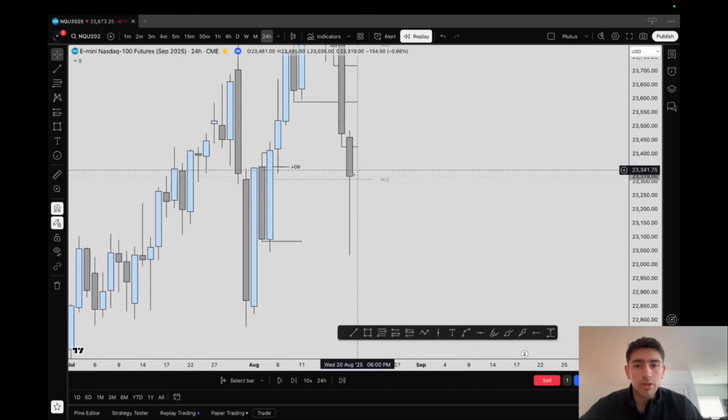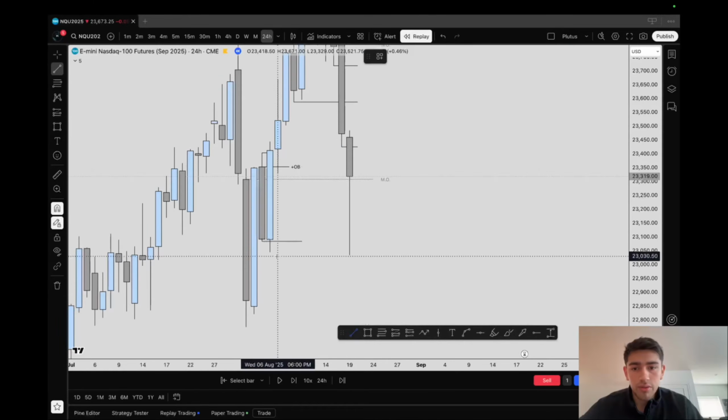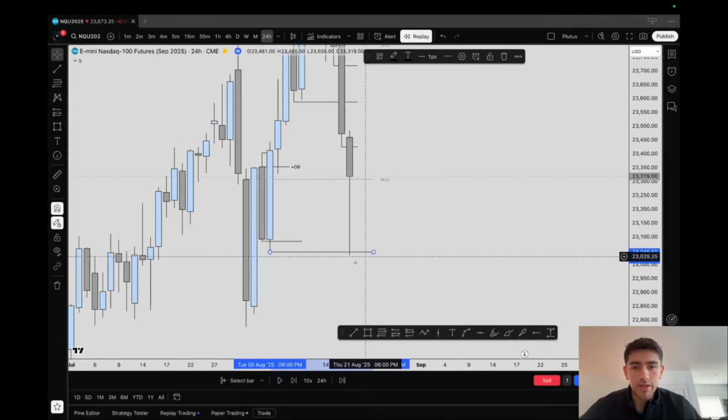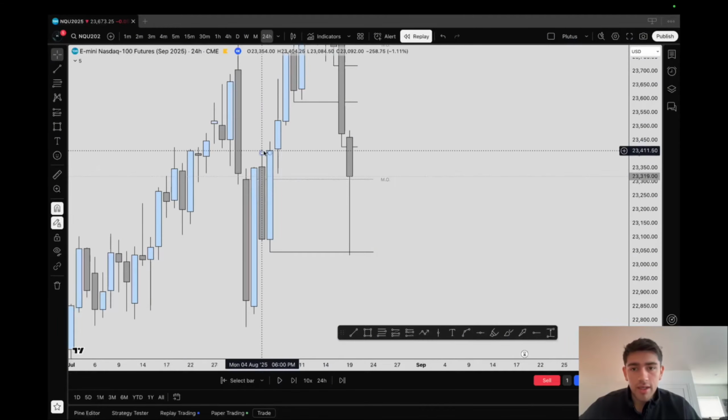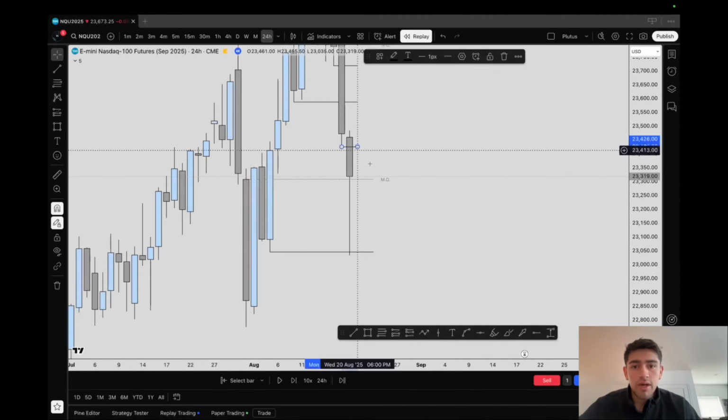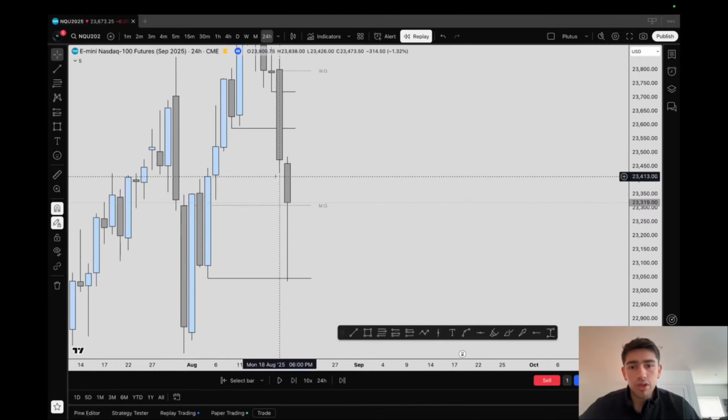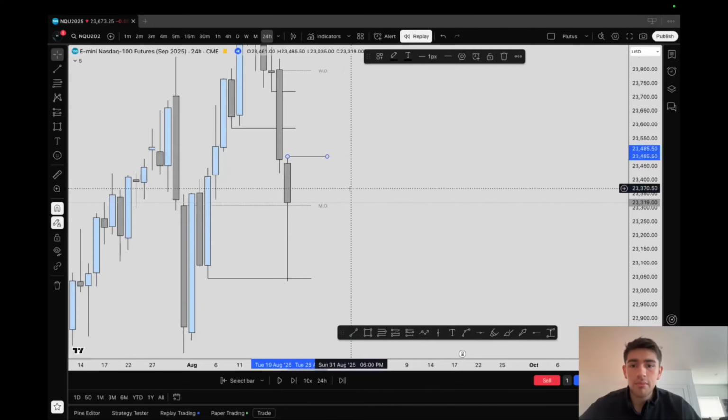Boom. We close below again. Oh, what do we do though? We sweep this low down here, so this could be marked as a protected low now. So we're adding context into this, right? We sweep this low, we close below. Where's most likely the draw? Could be higher here, but we're going to wait.